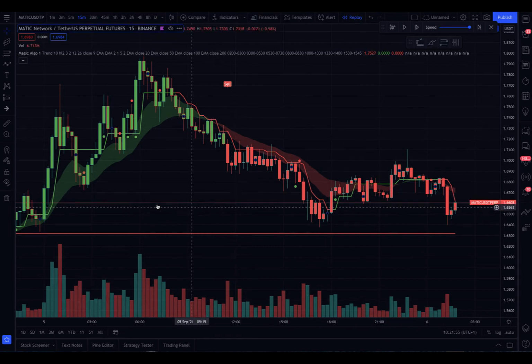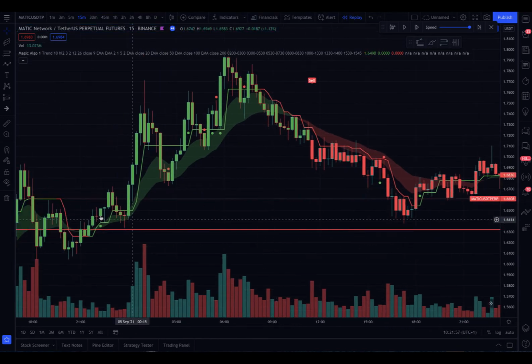So we have different signals in part 1, and they are really important. You have sell, you have the red dot, you have this cloud changing color, and you have a trend tracer.